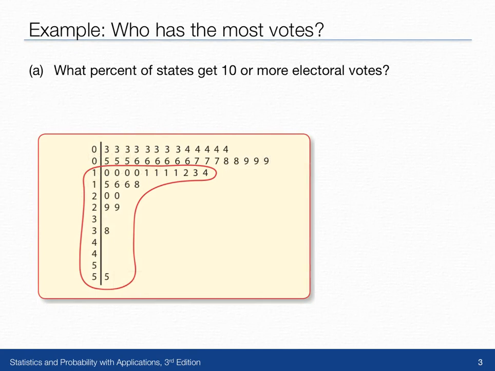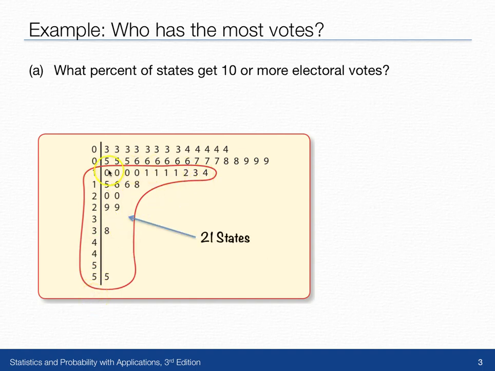To determine what percent of states get 10 or more electoral votes, we'll want to look at the stem plot to determine how many states have a stem greater than or equal to 1. According to the key, the stem is the tens place, and the leaves in this stem plot are the ones place. So any state that has a stem of 1 or greater will get 10 or more electoral votes.